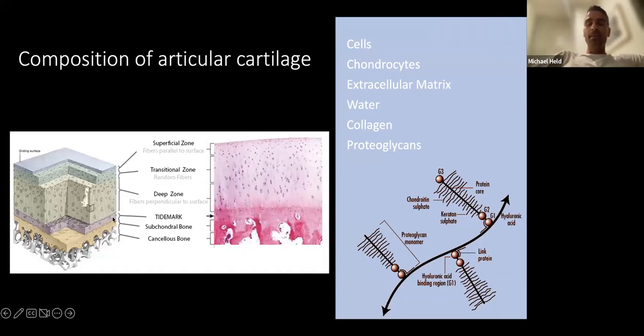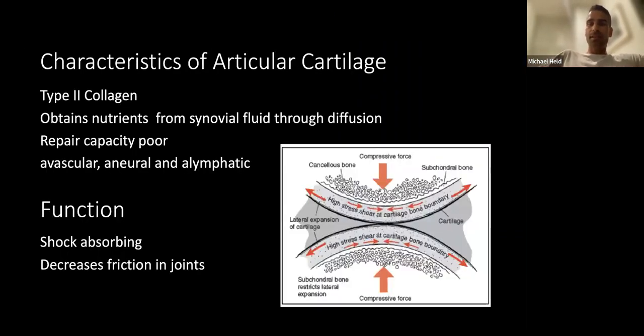The tide mark is basically just the transition from calcified cartilage to non-calcified cartilage. So this tide mark is almost the barrier to an injury being deep or not. And a deep injury gives you a different healing response. I'll get to that just now.